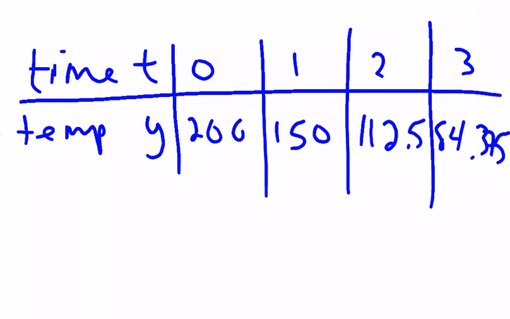And so 0 time has gone by and the temperature was 200. 1 minute has gone by and the temperature is 150. 2 minutes have gone by and the temperature is 112.5. 3 minutes have gone by and the temperature is 84.375. What they will ask us is to find some sort of equation. So how do we do that?